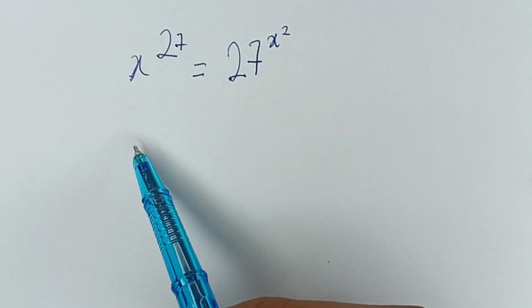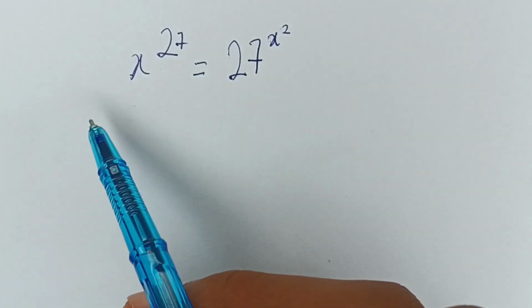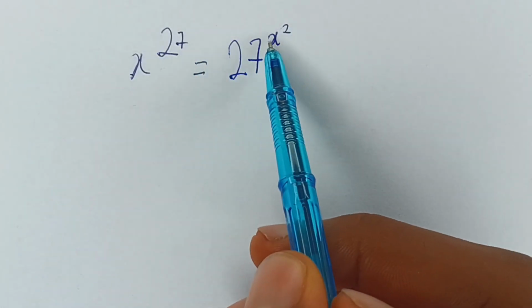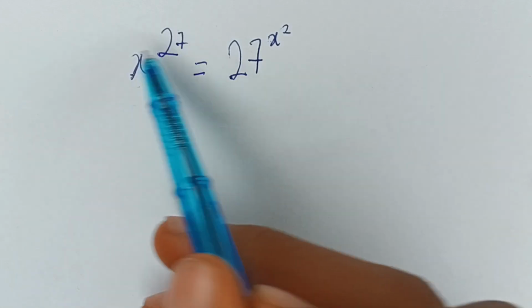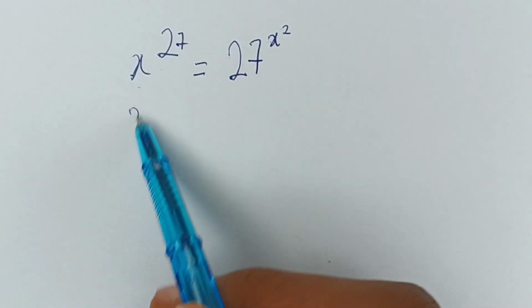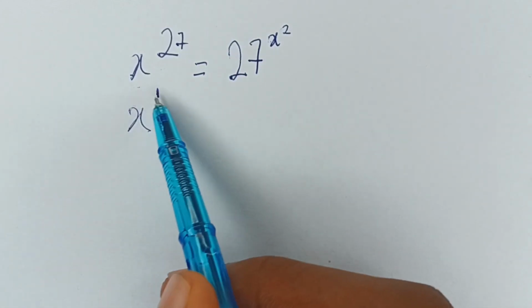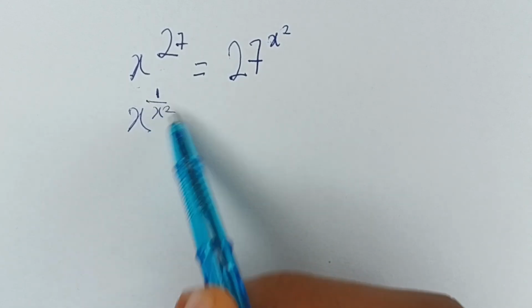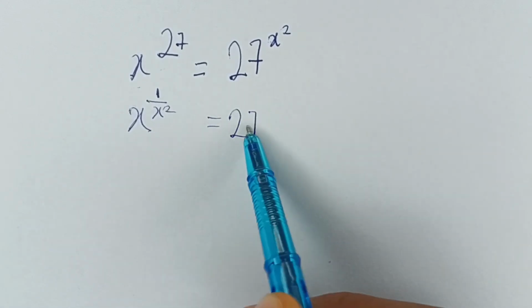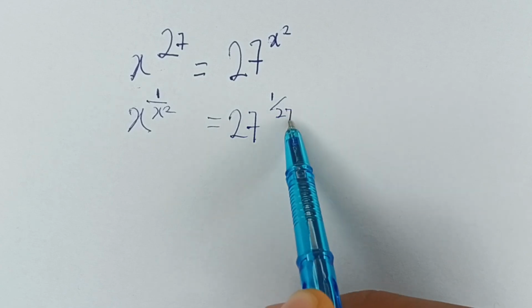How do we solve this question? So the first thing to do is to raise both sides by the power of the inverse. So if I raise both sides to the power of the inverse, I'll have x raised to power 1 over x squared is equal to 27 raised to the power 1 over 27.